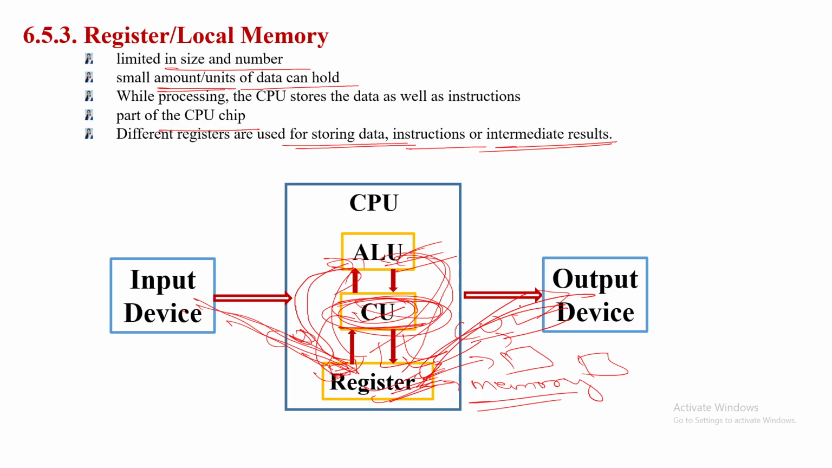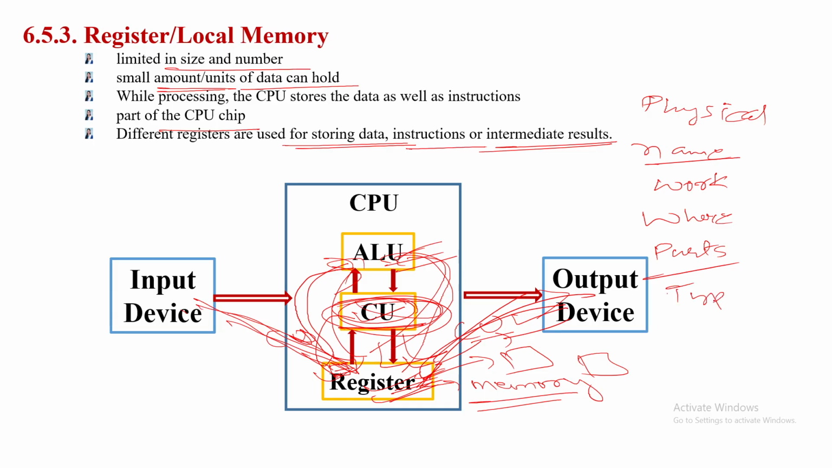so that the correct result will be generated. Okay, so in this CPU session, what we have seen: first the physical size of the CPU, then the name of the CPU, the work of the CPU, where it is available, then the parts of the CPU, right? And types of processors I have also explained here. Whatever categories are available in the CPU, I tried to explain in this session.